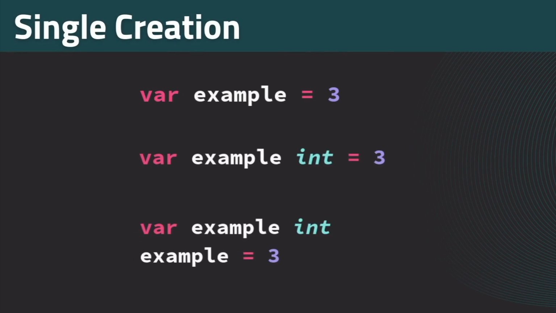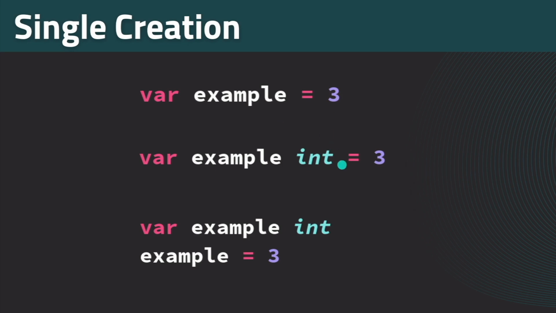There's multiple ways to create variables, and in this example, we'll just be creating a single variable. So we'll use the var keyword to create a variable. We'll give it a name. This one is named example. We'll use the equal symbol to assign a value, and in this example, we're assigning 3. So the number 3 will be assigned to the example variable.